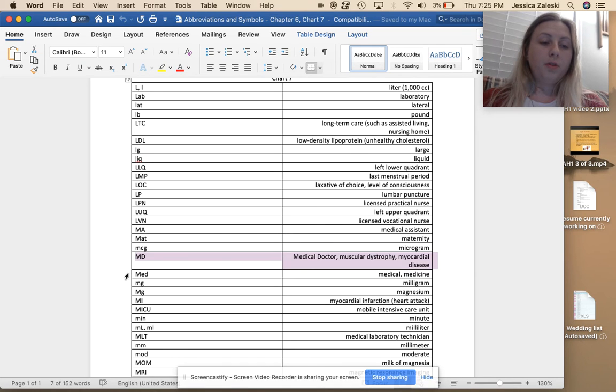Med, this is short for medicine. Like aspirin is a medicine, ibuprofen is a medicine, so on and so forth.